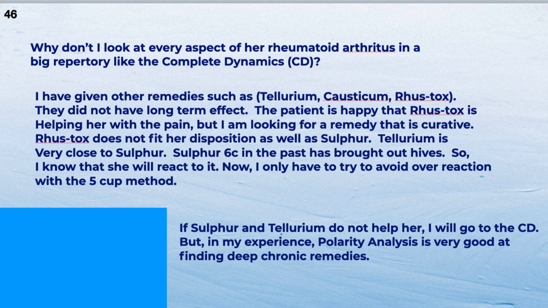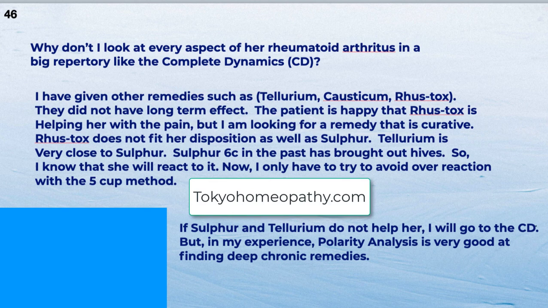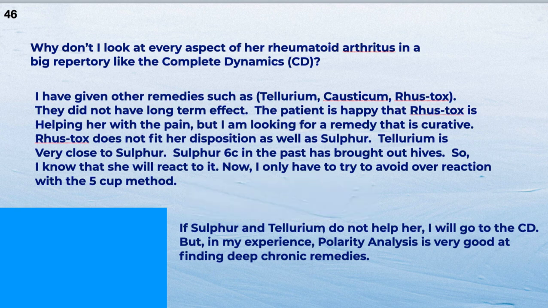So if sulfur and tellurium do not help her, I'll go to the CD and start messing around with those rubrics. But hopefully either sulfur or tellurium will bring out some symptoms that I can use better. That's what I'm hoping. Or it'll actually be the curative remedy. And in my experience, polarity analysis has been very good at finding deep chronic remedies. Something that's really going to help her.